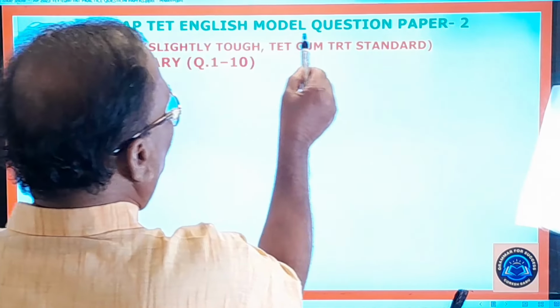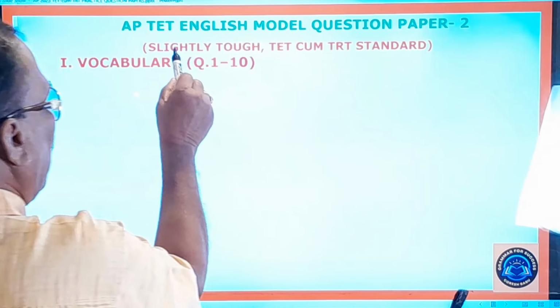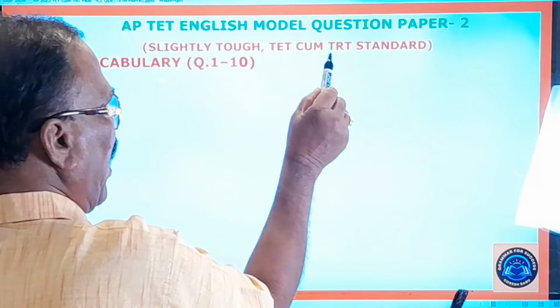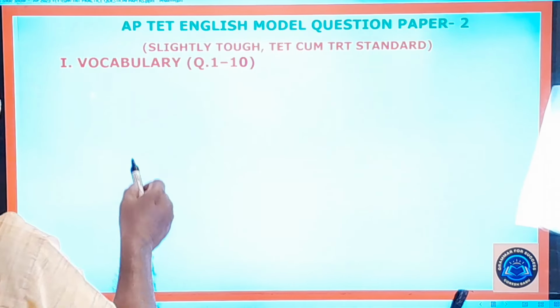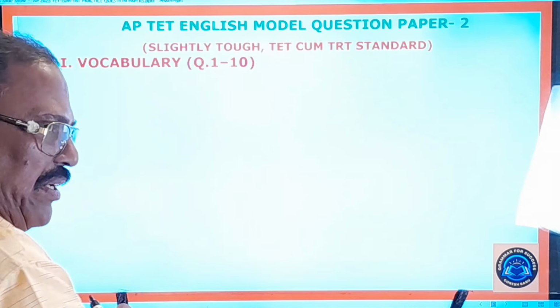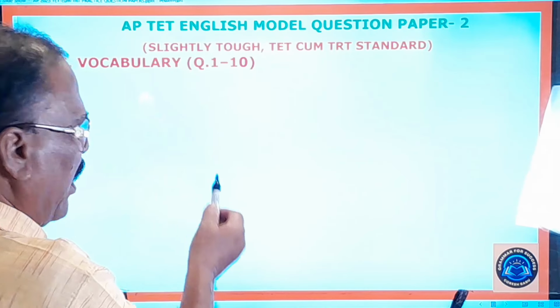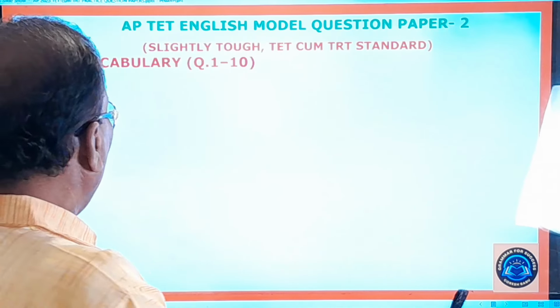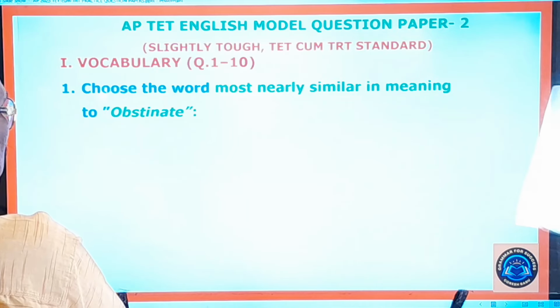AP TET English Model Question Paper 2. This is slightly tough, TET cum TRT standard. And first of all, I'm going to give you as many as 10 questions on vocabulary. Okay, and you try to answer all of them, right? And here the first question goes like this.